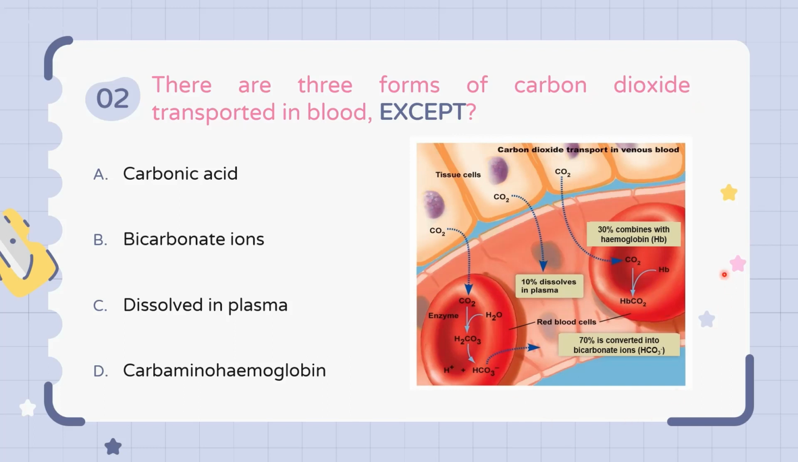As we have learned before, 70% of carbon dioxide will be converted into bicarbonate ions, while 10% of carbon dioxide will dissolve in blood plasma. Another remaining 30% of carbon dioxide will combine with amino group of hemoglobin, forming carbaminohemoglobin. Thus, the answer should be A.